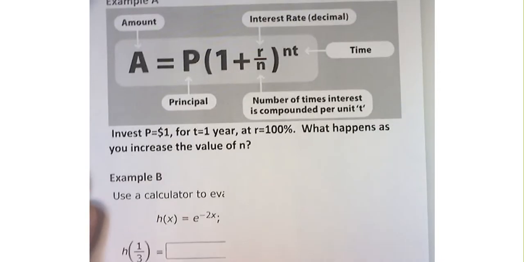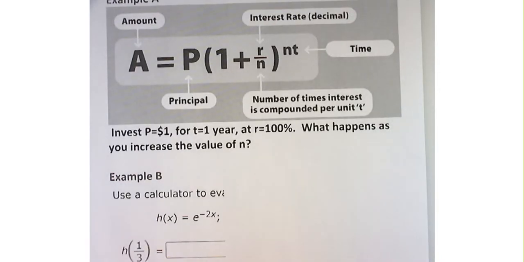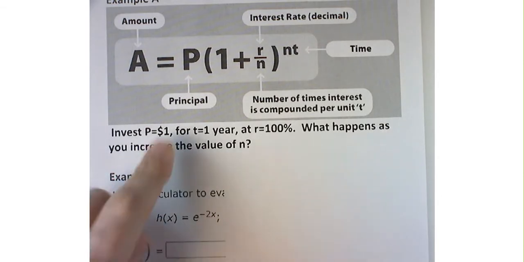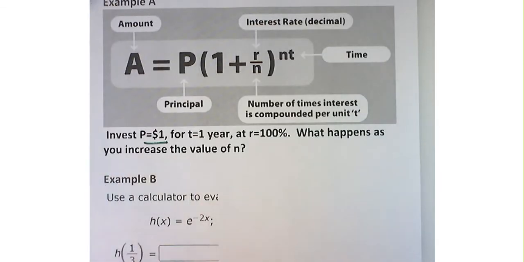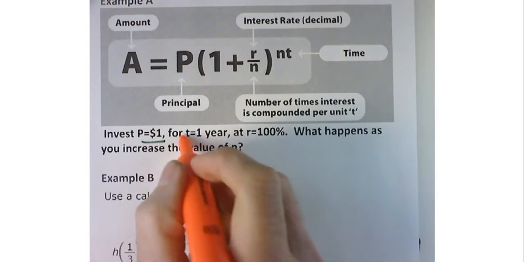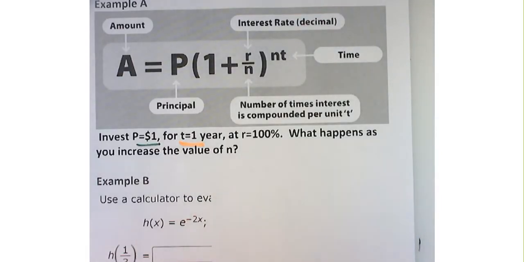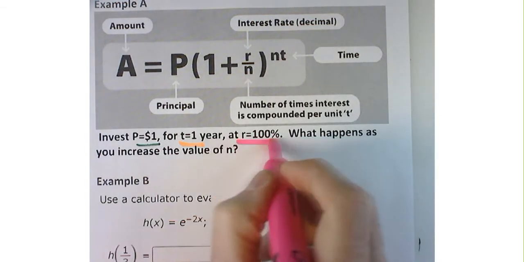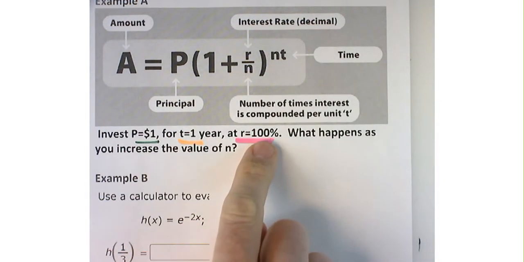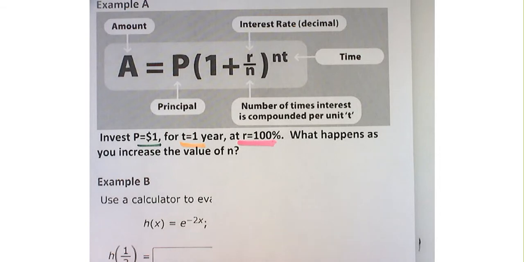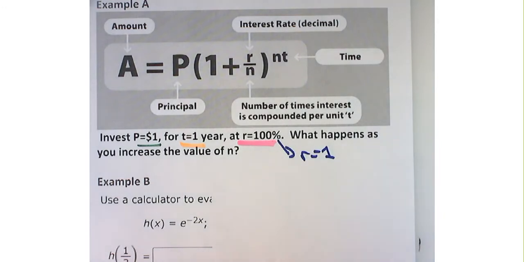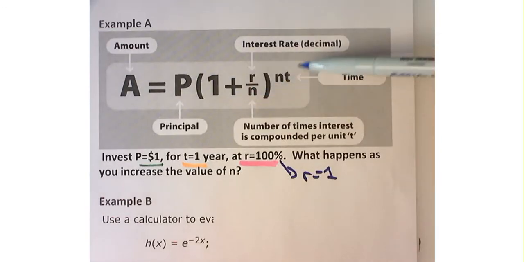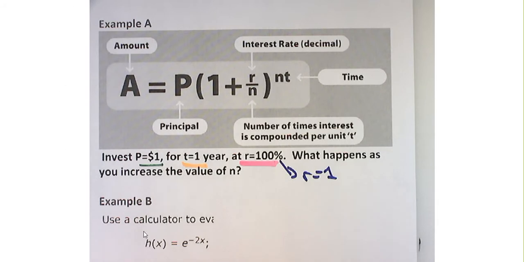So we're going to look at kind of an artificial example of this. We're going to figure out how much our investment is worth if we invest $1 for 1 year at a 100% interest rate. Now, the tricky thing with this formula is that you've got to convert the percentage to a decimal. And 100% as a decimal turns into R equals 1. So, in other words, I'm making everything 1 here except N. N is the number of times a year that interest is compounded.